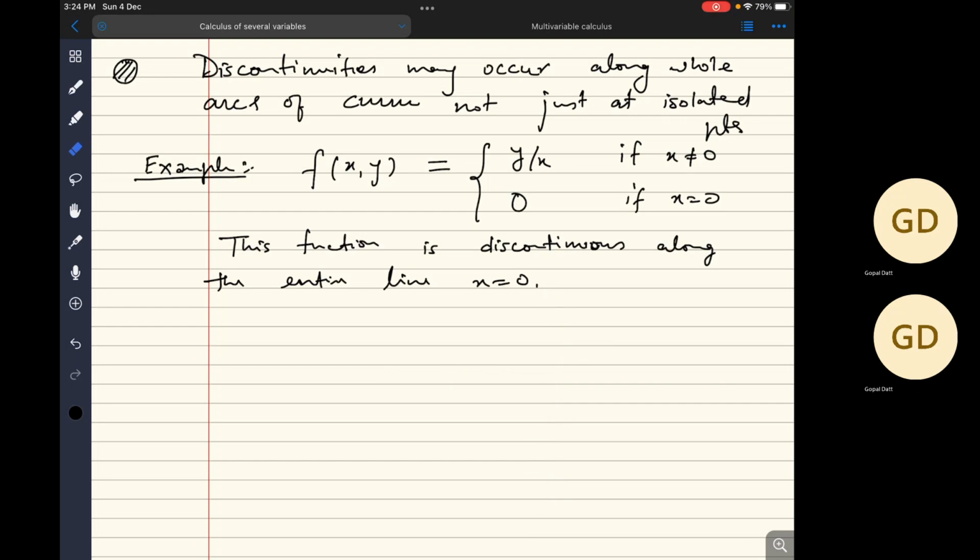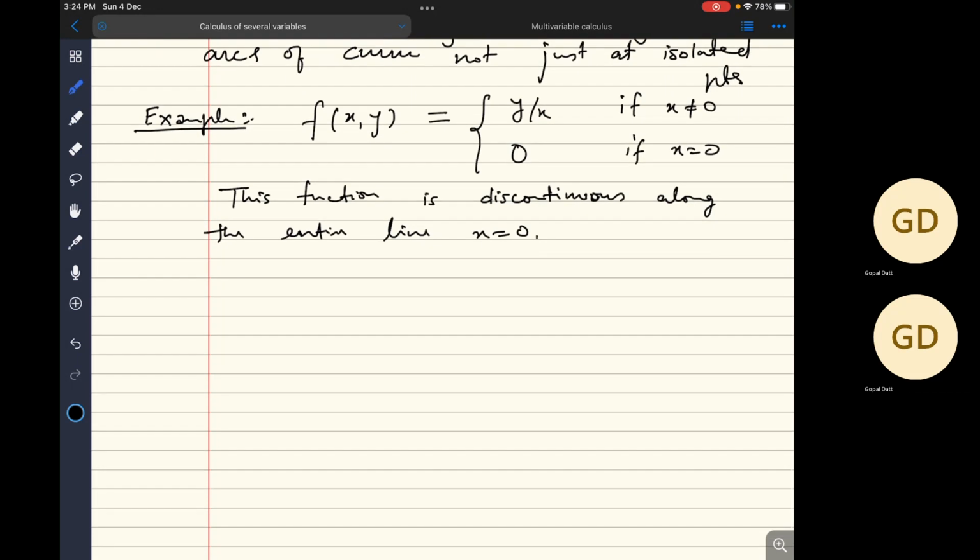Now there are functions of several variables which are continuous in the variable x when we fix y, and these functions are continuous in y for fixed x. But they are not continuous functions as a whole. So let me write it.